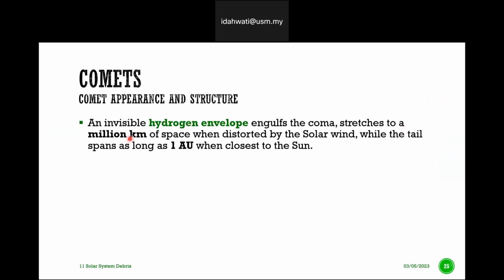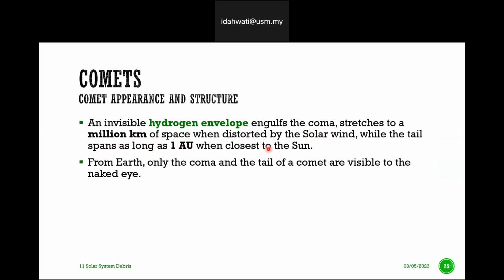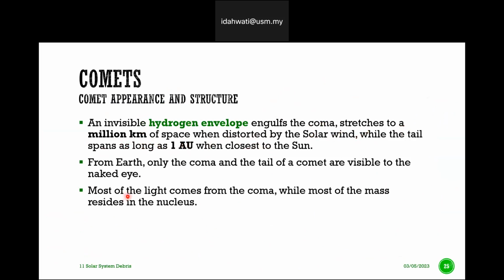It stretches to 1,000,000 kilometers of space when distorted by the solar wind, while the tail spans as long as 1 AU when closest to the sun. From Earth, only the coma and tail of a comet are visible to our naked eye. Most of the light comes from the coma, while most of the mass resides in the nucleus.